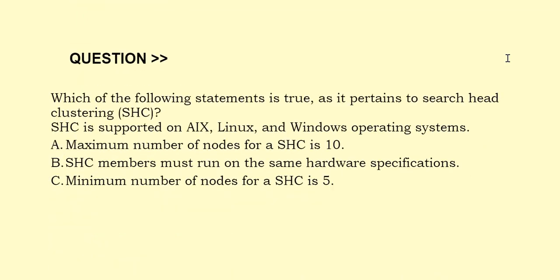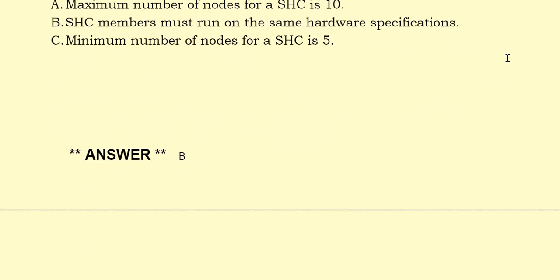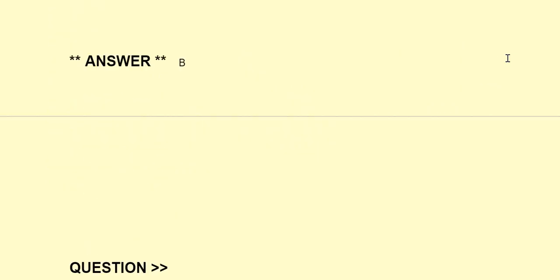Which of the following statements is true as it pertains to search head clustering, SHC? Option A. SHC is supported on AIX, Linux and Windows operating systems. Option B. Maximum number of nodes for SHC is 10. Option C. SHC members must run on the same hardware specifications. Option D. Minimum number of nodes for the SHC is 5. The correct answer is option B.